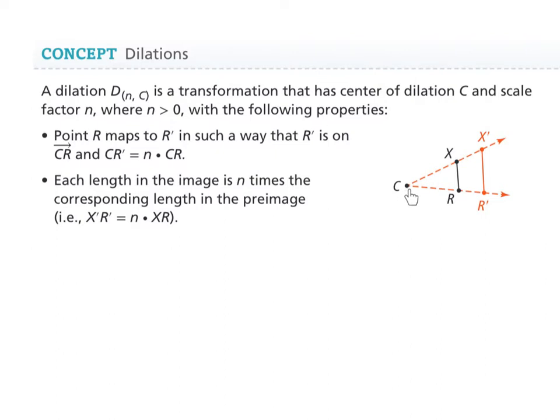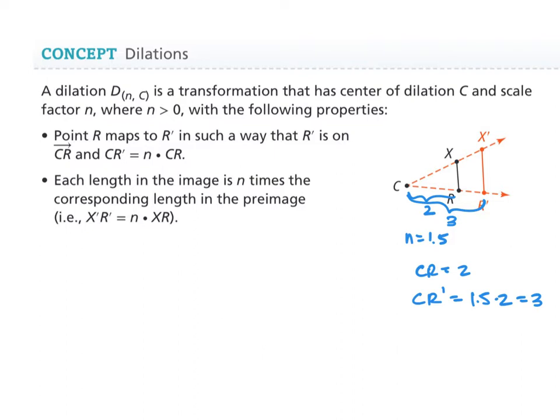Now, what does that mean? Well, let's suppose that this distance from C to R was, I don't know, let's say this was 2 units away. And we were going to do a dilation of, let's say, 1.5. Let's say n was going to equal 1.5. Then that means that C to R is equal to 2. C to R prime will equal 1.5 times 2, which would be 3. So this distance from C to R prime would be 3.